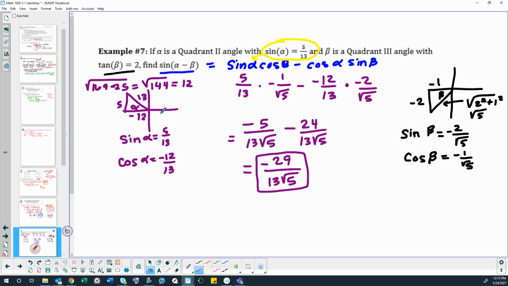Now notice through that process, we never found out what alpha was. We never found out what beta was. Could we have? Yeah, we could put them in a calculator and get an approximate value for those angles. We never found out what alpha minus beta is. Do we care? It doesn't ask us to find alpha. It doesn't ask us to find beta. It just asks us to find sine of alpha minus beta. We did that. We did what we needed to do without finding the values of any of the angles. All we needed was the ratios to accomplish that.